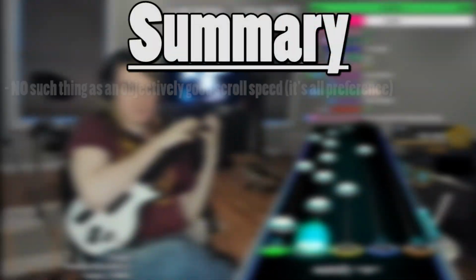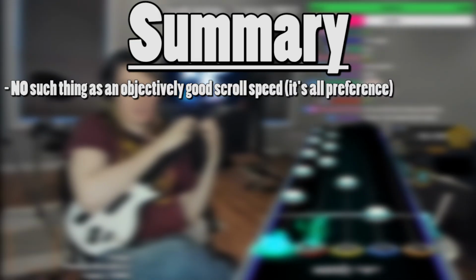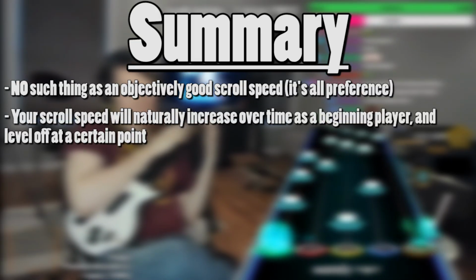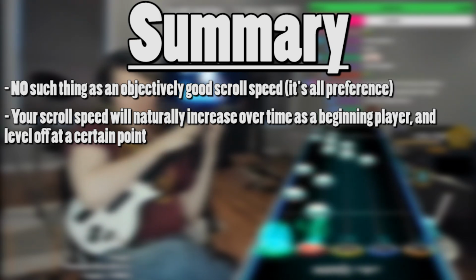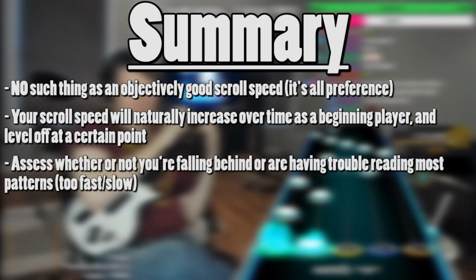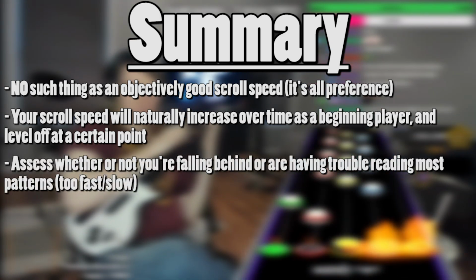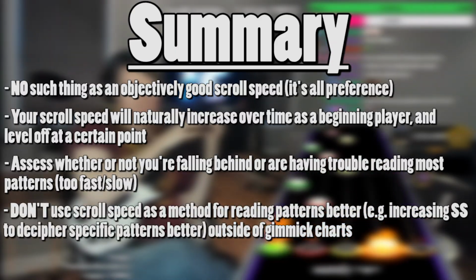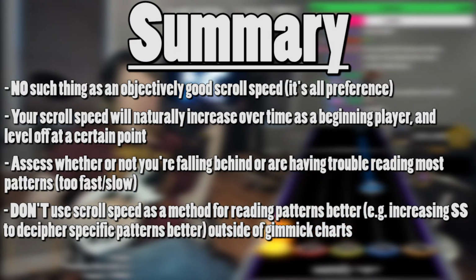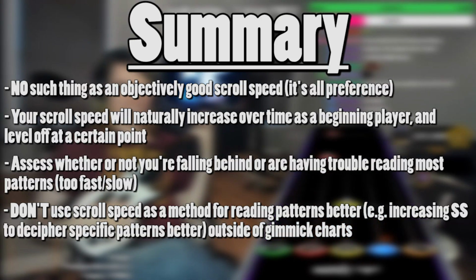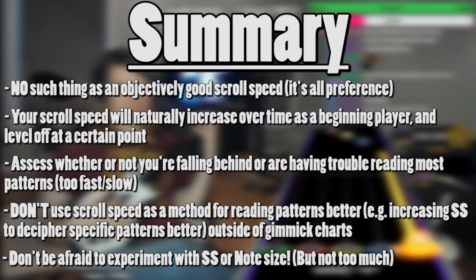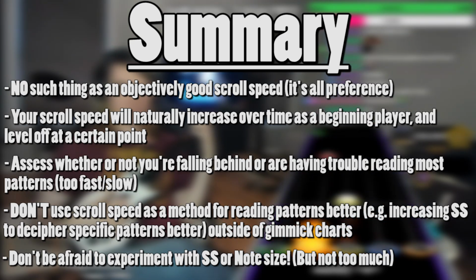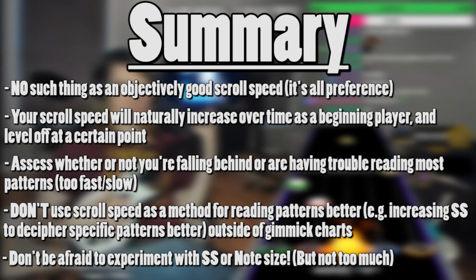To summarize, remember that there is no such thing as an objectively good scroll speed. Your scroll speed will likely increase over time if you're a starting player and will eventually level out. This leveling out will require you to assess if everything feels too cluttered or if it feels too fast and you're falling behind. Don't use scroll speed as a method for reading things better unless it's a gimmick chart or SV map or anything of that kind. And lastly, try your best not to experiment too much with different scroll speeds and to also not deviate any more than a couple % if you do want to experiment.